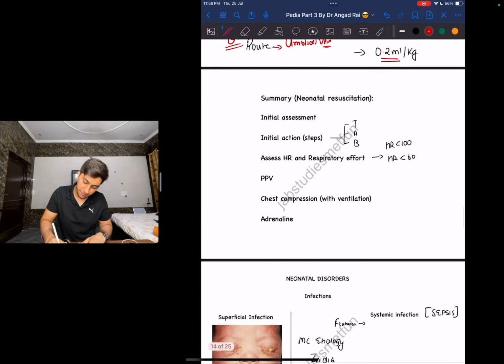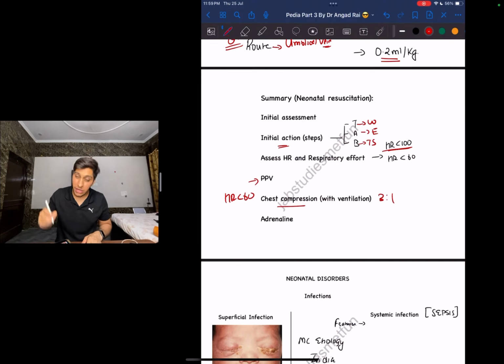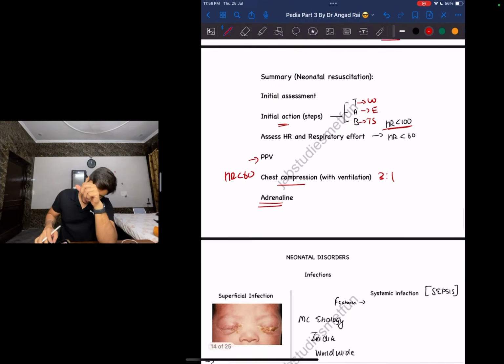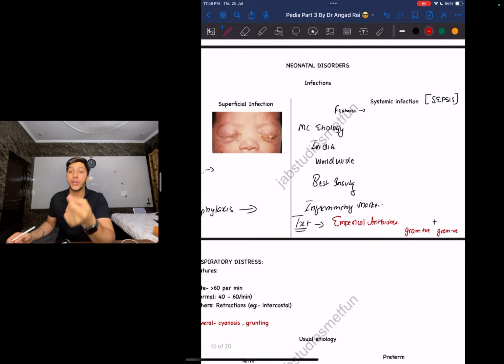Okay, initial assessment, we found the baby is crying. Initial action was temperature warmer, airway extension, breathing was tactile stimulation. Assessing the heart rate and respiratory rate, less than 100, we gave PPV. Then we found the heart rate is less than 60, we gave chest compression with ventilation at the ratio of 3:1. Even if no response, we gave adrenaline. Dose is 1:10,000. Route is via the umbilical vein, and dose was 0.2 ml per kilogram. Good to go, guys. Next, let's talk about neonatal disorders.